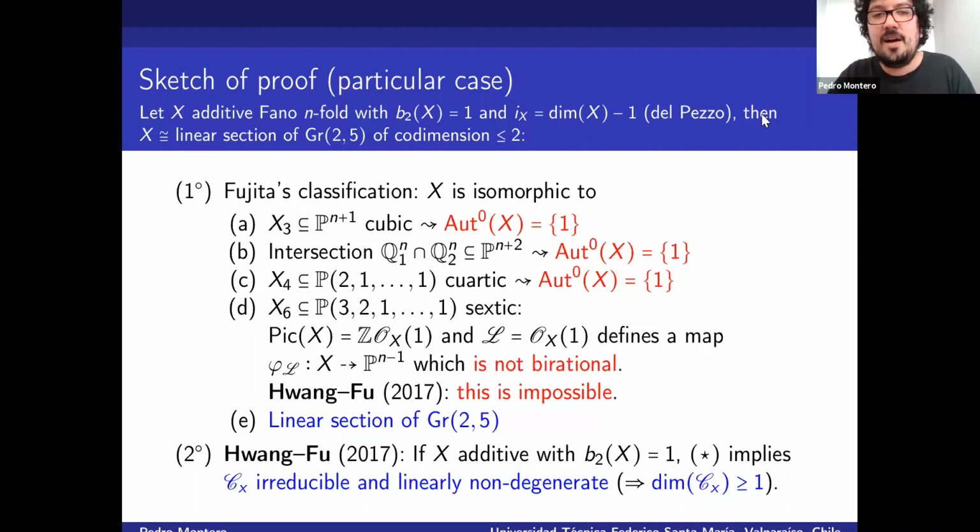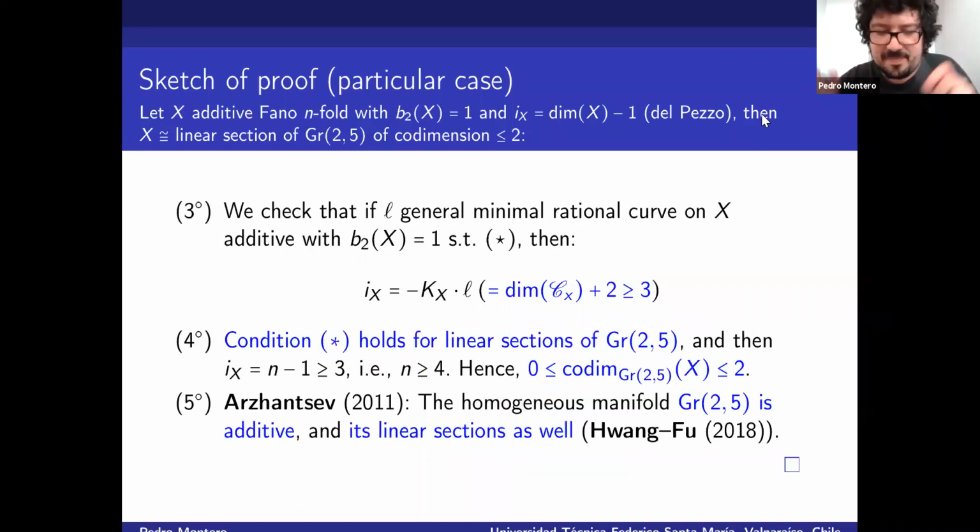This is important. And secondly, we can check by general things about rational curves on algebraic varieties that the Fano index can be computed as the intersection number of the anticanonical divisor and one of these minimal rational curves. This is exactly our index. And by deformation theory, again by the general theory of rational curves on algebraic varieties, you can compute that this index is actually the dimension of the VMRT plus 2. And since we know that this dimension is at least 1, then the Fano index is at least 3. That's what I just told you before.